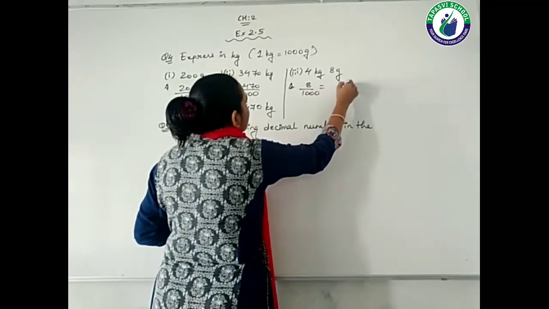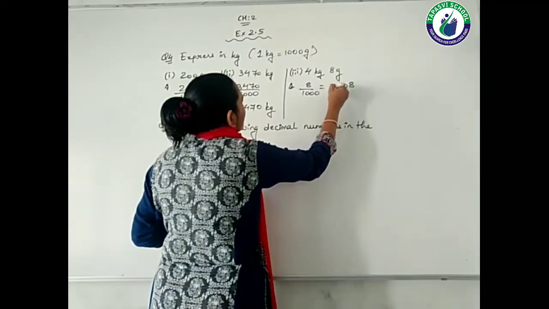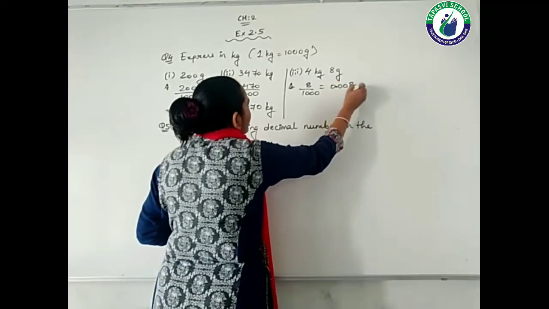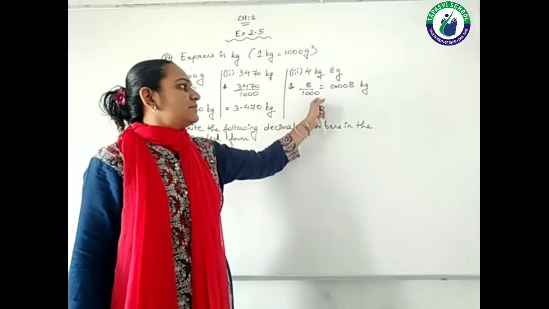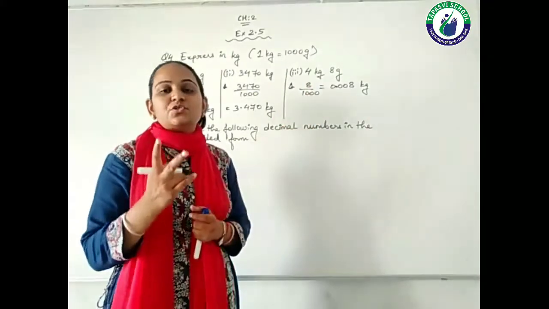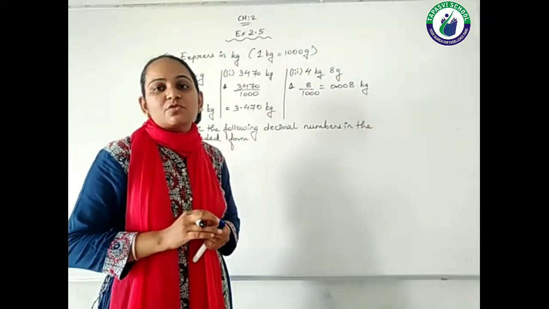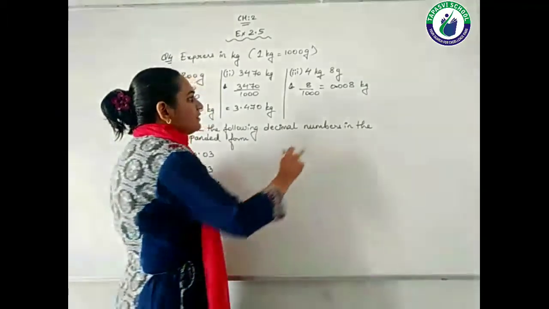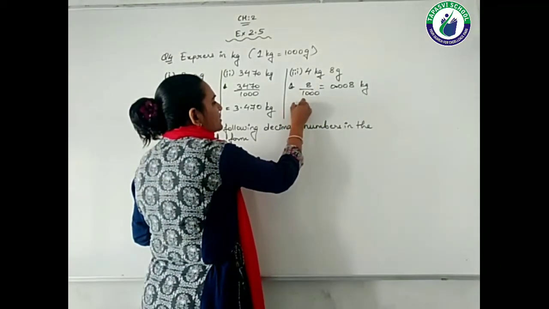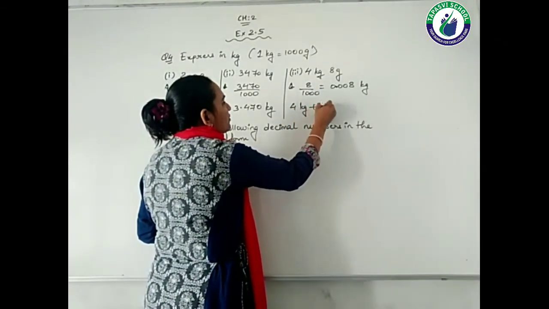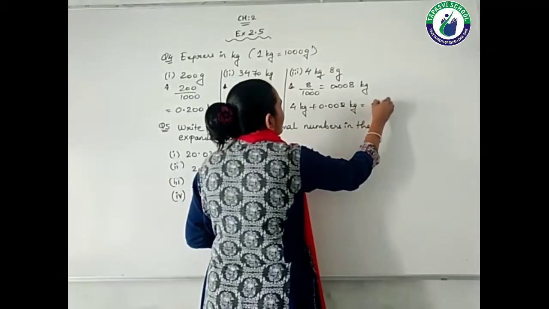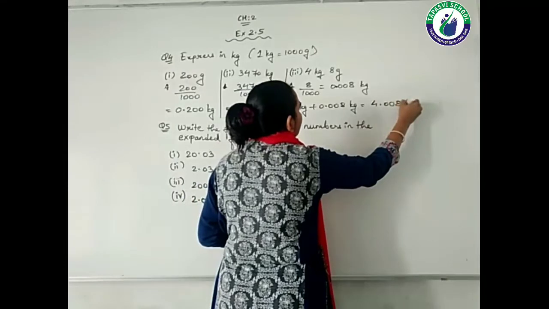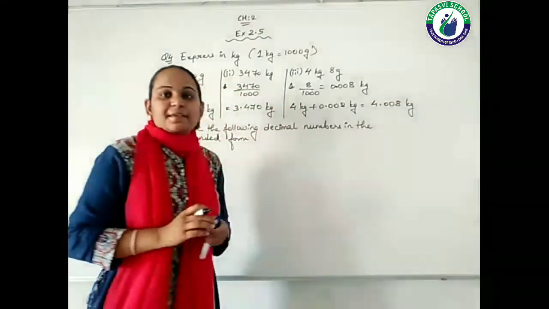So 0.008, right? 3 zeros and we have only 1 digit, so I need to adjust with the 2 digits. So I have put the zeros. Now this and this need to be added, students. So 4 kg plus 0.008 kg is equal to 4.008 kg. Is it okay?